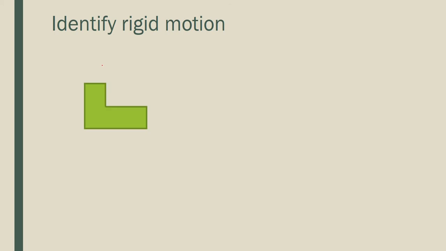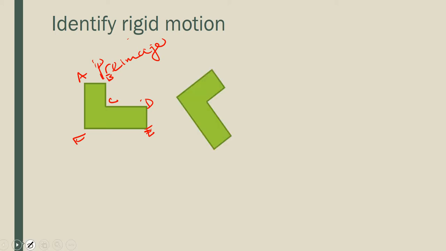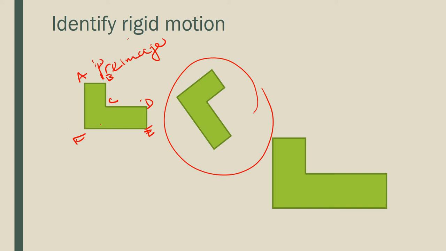So there's our pre-image. And I'm going to label that A, B, C, D, E, F, and that's all. That's my pre-image. And then I have two transformations, this one and this one. Which one of these would be considered rigid motion? Which one does not change its size, but rather just its position? So hopefully you would say this one.